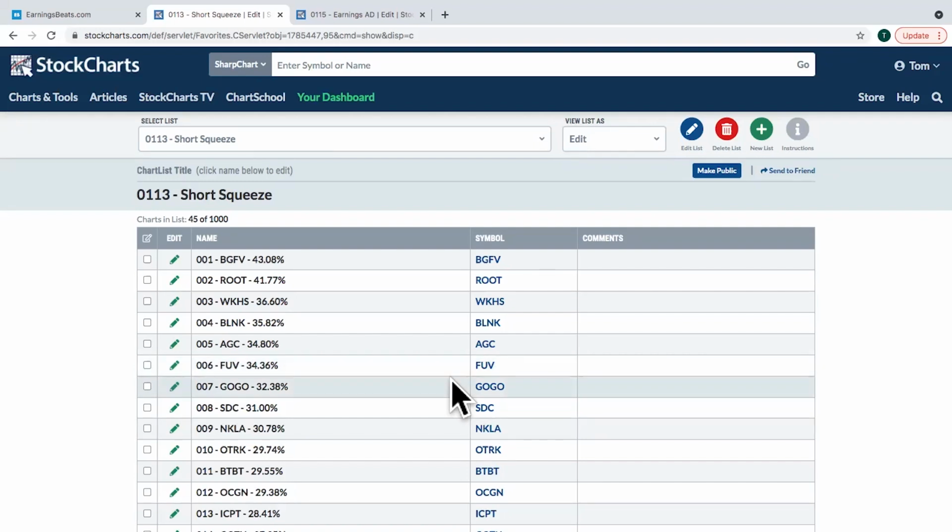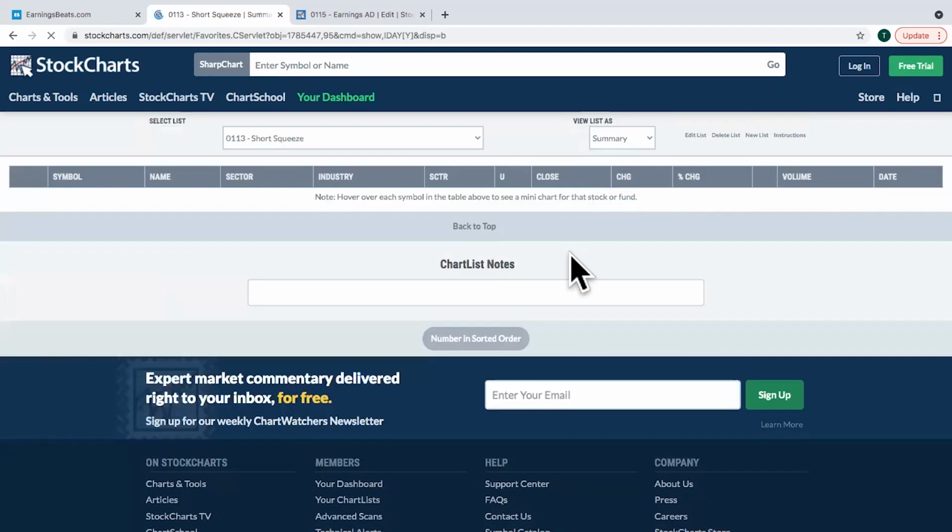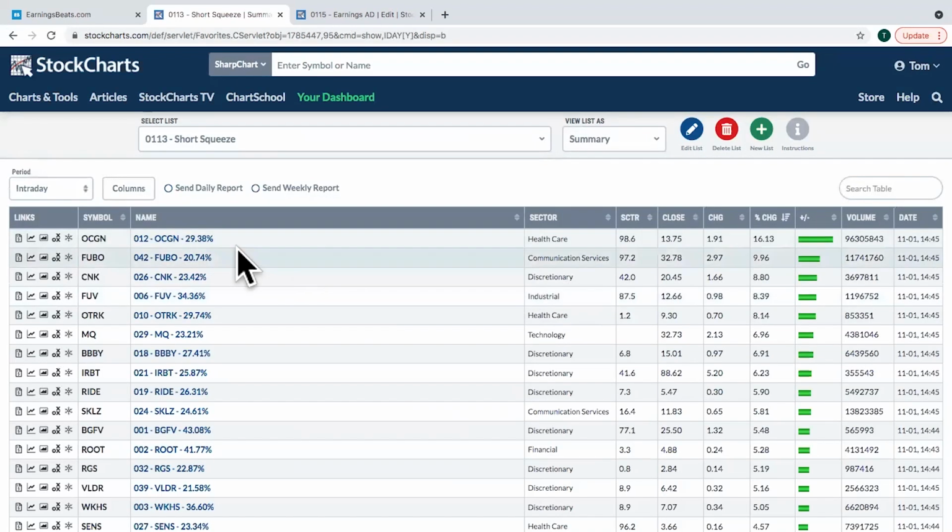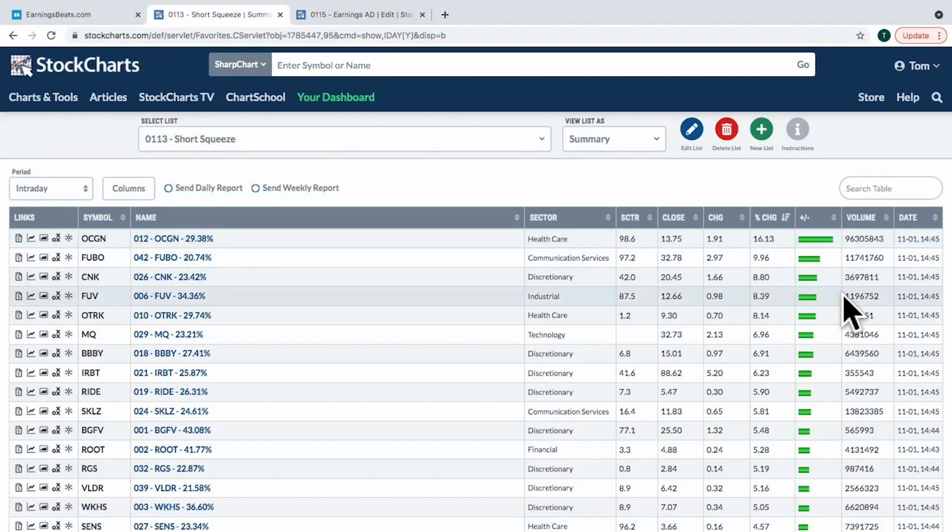But when these stocks start moving, and I'm just going to pull up the summary so you can see some of these stocks that are moving today. OCGN, it's up 16% today. FUBO, 10%. CNK, 9, 8 for FUV, OTRK, 8%. There's only 45 companies right here. 5 of them are up more than 8% today. One up 16%. And the volume is starting to really pick up on these stocks.